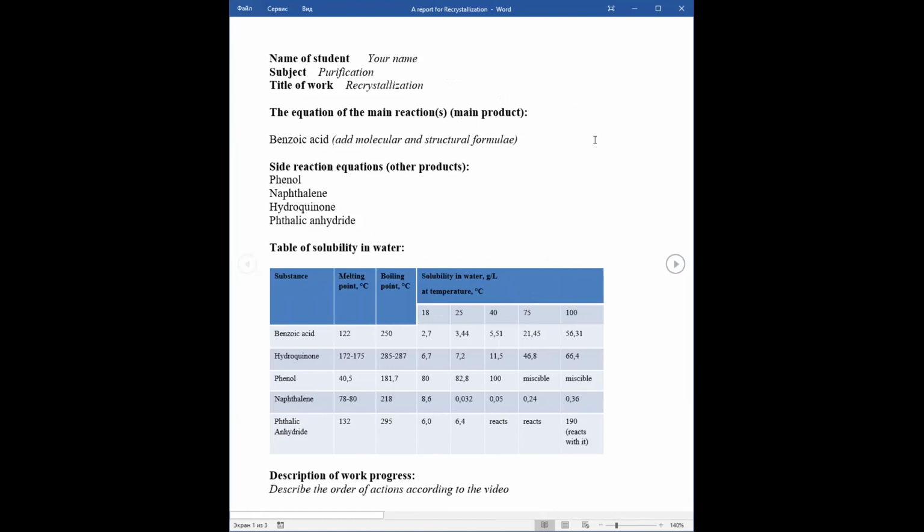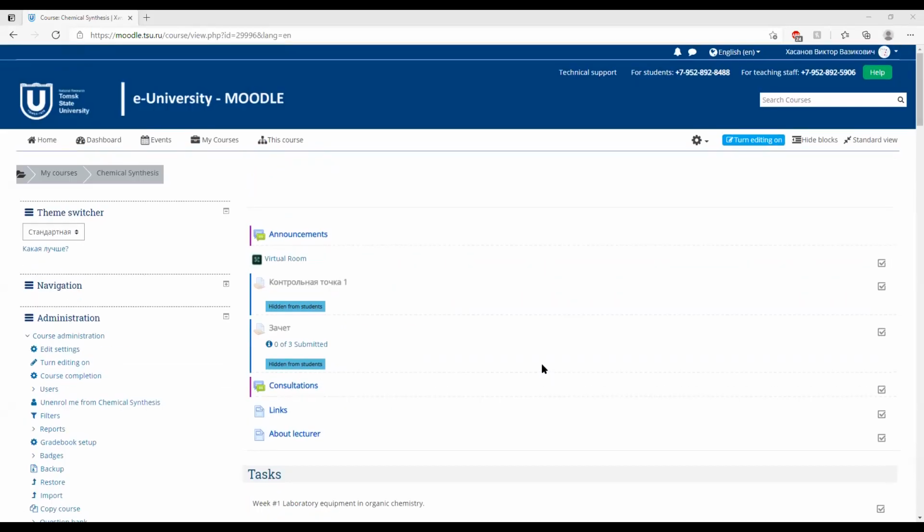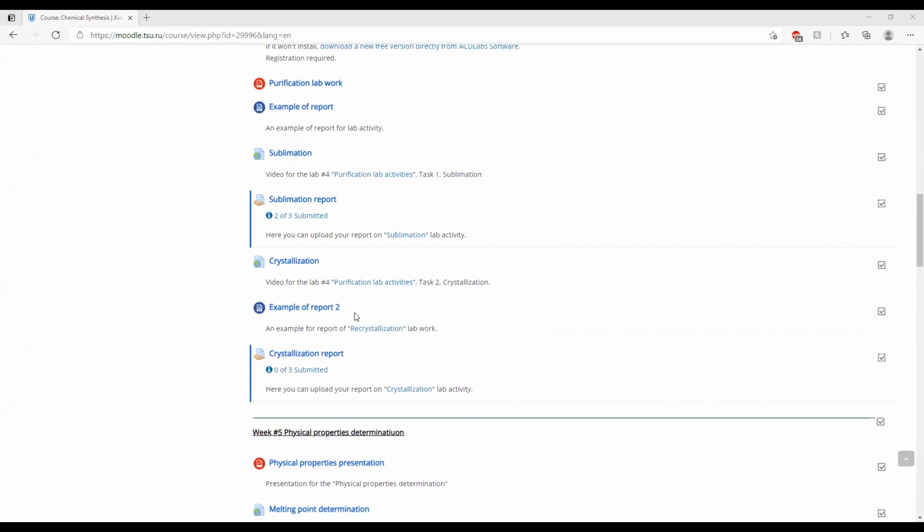So for those who connected to us later, we watched the example of the second report. You could see this example of the report on the page where the course is located. There you could see the example of report 2, which is the example we just watched today.